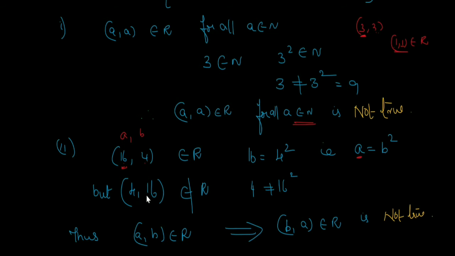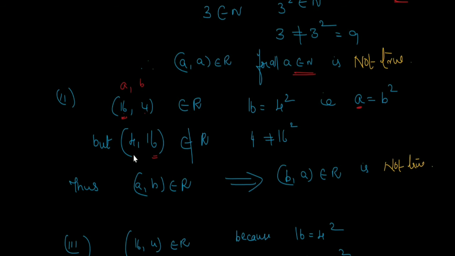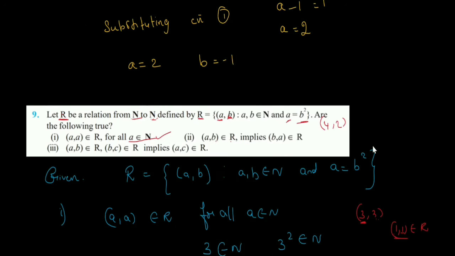Now the question is, you reverse the order. If you write (a, b) as (b, a), does that belong to R? The second element is 16 now. If you square this, you won't get 4. So 4 is not equal to 16 square. The second element, if you square, should give the first element. So if (a, b) belongs to R, it doesn't mean that (b, a) belongs to R. So this statement is also not true.